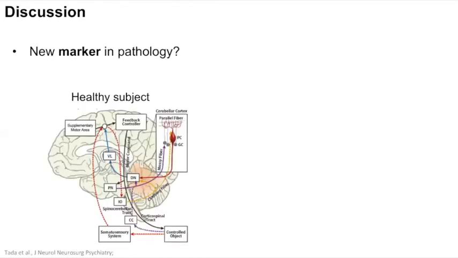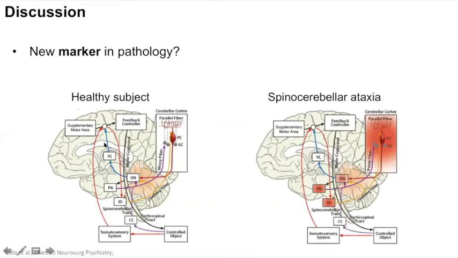And the question is if this can be a new marker in pathology, because with all these cells in a healthy subject, if you compare that to, for example, patients with movement disorders such as spinocerebellar ataxia, these cells are targeted in a very specific way.